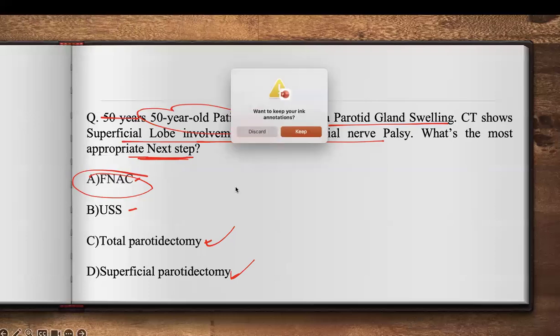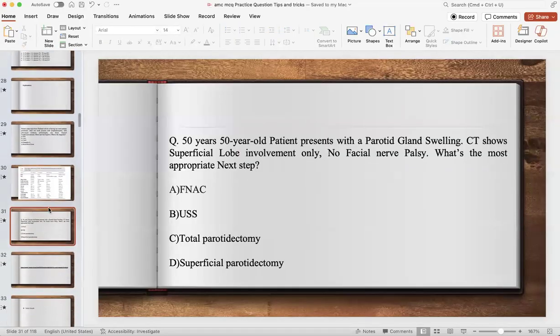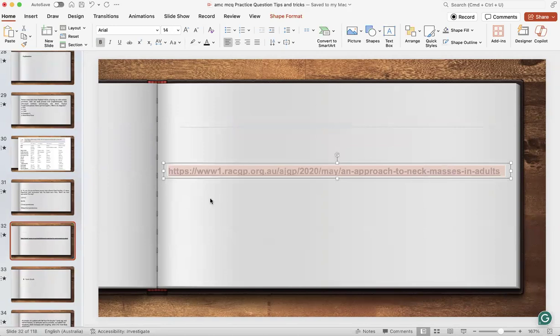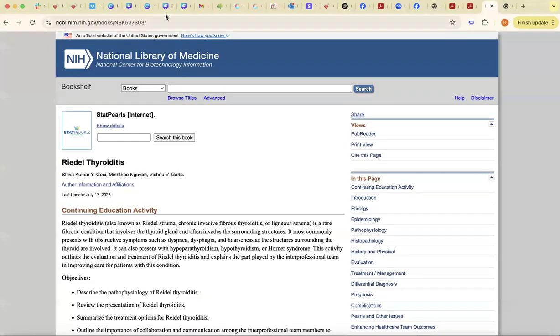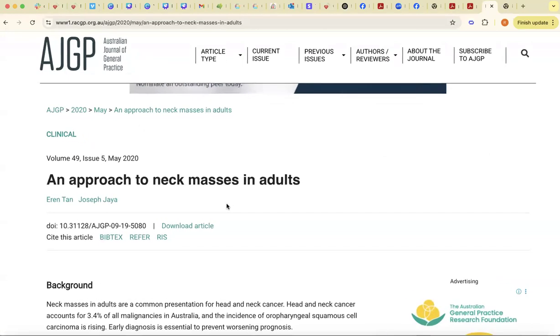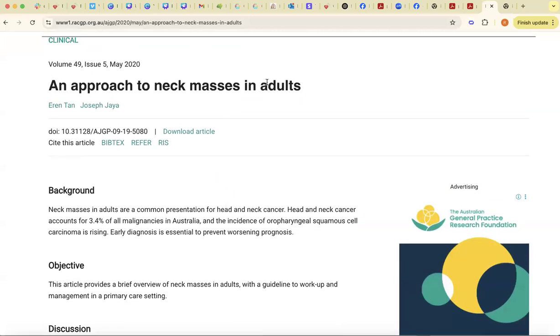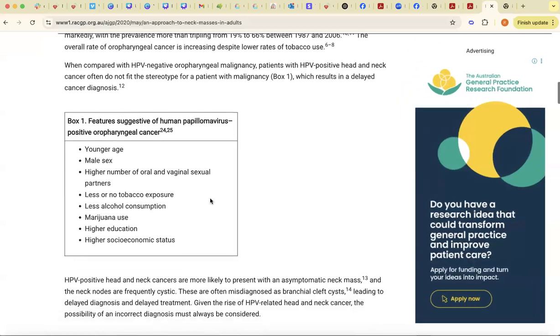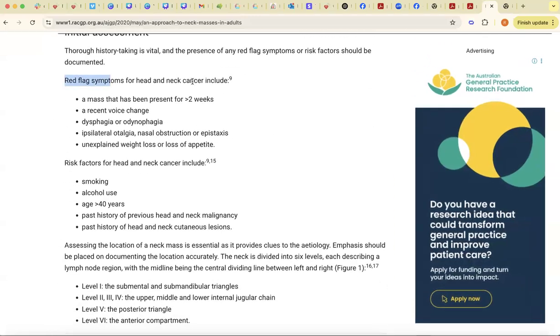Now, if we look over here, this is the AGGP guideline, which is a very common guideline in Australia that we would follow for many things. So, approach to neck mass. If we have got a neck mass in an adult patient, these are the red flags. So we need to know when we should be worried.